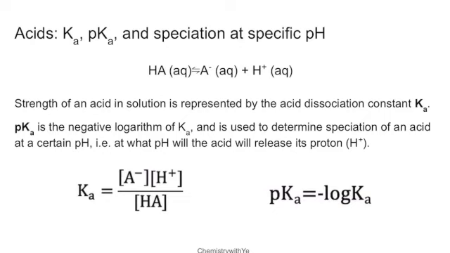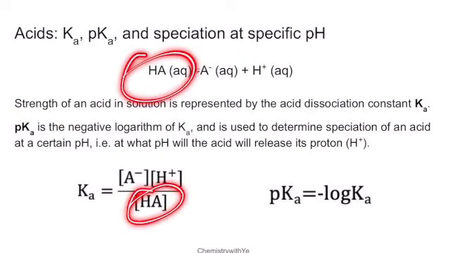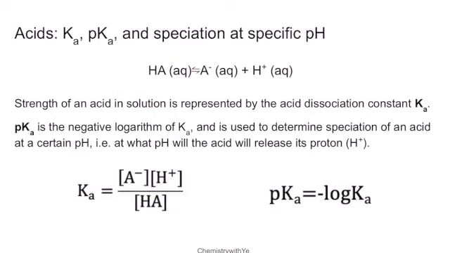Everyone, today I'll be talking about the Ka and the pKa values of acids and the speciation of an acid at a specific pH. So this is a general dissociation reaction of a monoprotic acid. The strength of an acid in solution is represented by the acid dissociation constant Ka, and this equation here corresponds with a monoprotic acid with the dissociated product in the numerator and the undissociated acid concentration in the denominator.